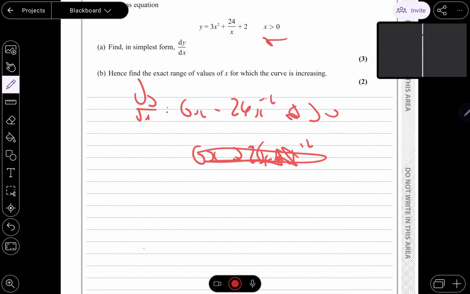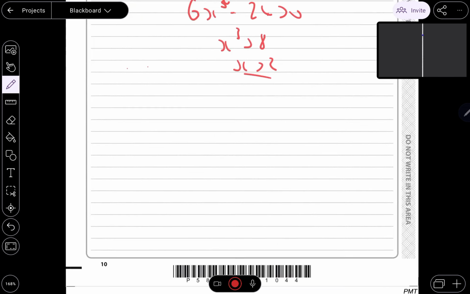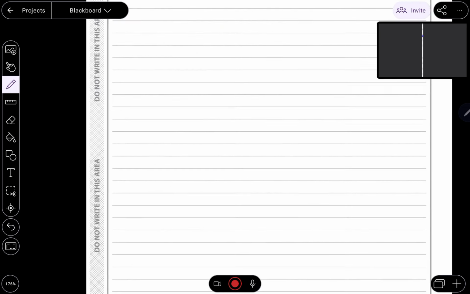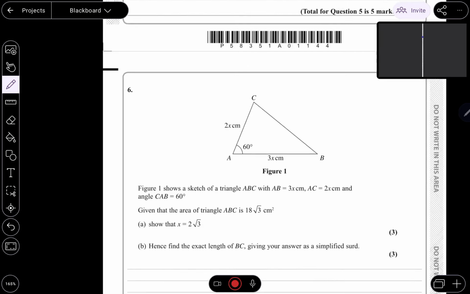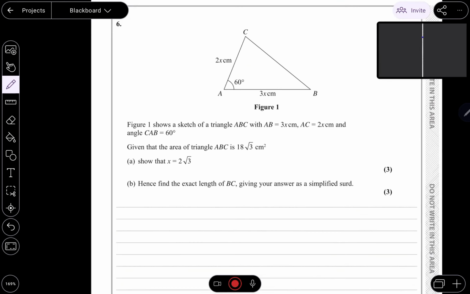So I'm going to times by x squared to make an x cubed, and I'm totally allowed to do that. So we end up with x cubed bigger than 8, which means x is bigger than 2. Good. So that x thing was going to be irritating for a while, but thankfully they gave me that out, which is good. Show that x equals 2 root 3.